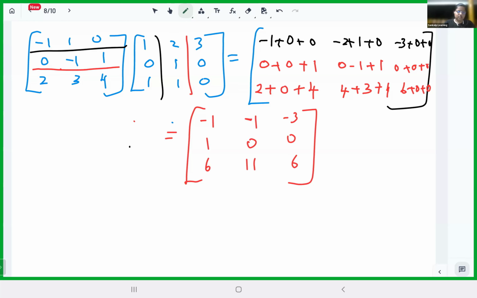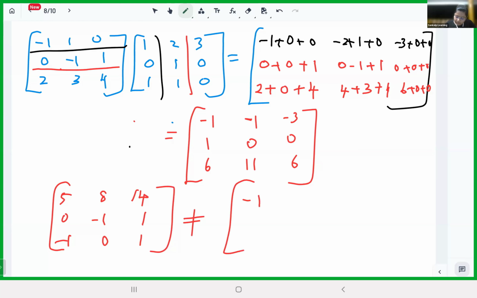Okay, so are the resultant matrices equal? No, both are different, right? First we have got 5, 8, 14, then 0, minus 1, 1, then minus 1, 0, 1. This is not equal to the second matrix. Minus 1, minus 1, minus 3, 1, 0, 0, 6, 11, 6. All right.